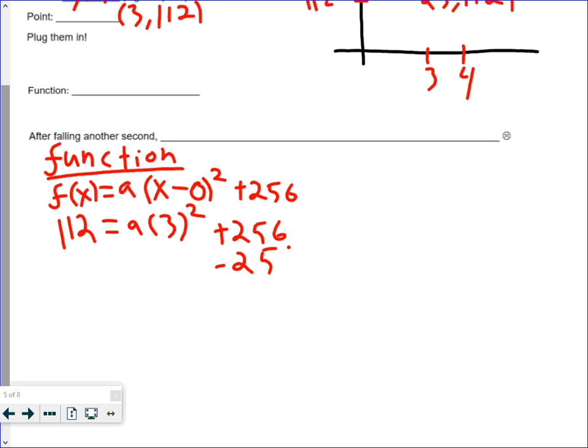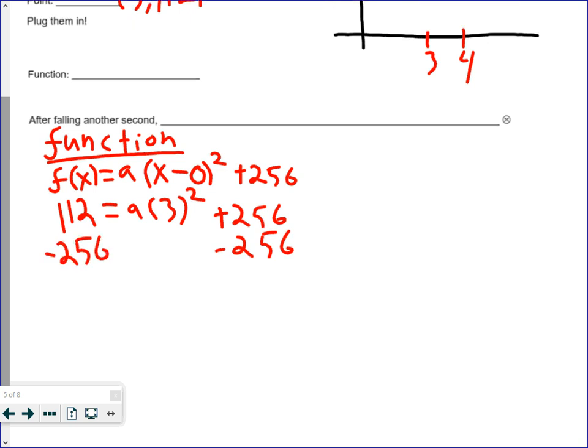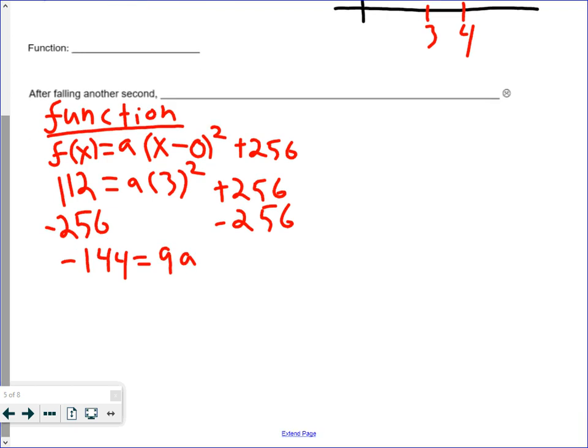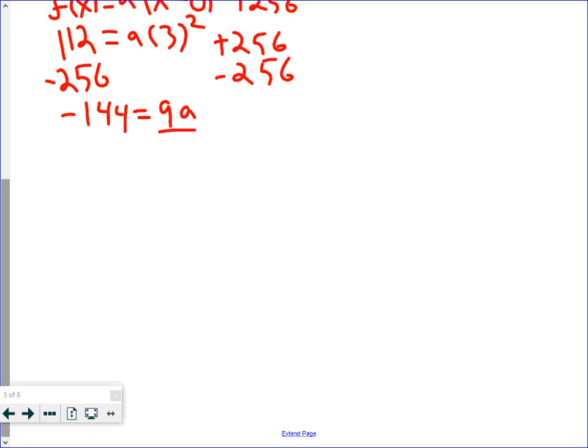Let's go ahead and subtract 256 from each side of the equation. And we end up getting 112 minus 256, which gives us negative 144. That equals 3 squared, which is 9, so it equals 9a. Just go ahead and divide by 9 on both sides. Negative 144 divided by 9 is negative 16, and 9 divided by 9 is 1, so we're left with a on the right side of the equation. So we get that a equals negative 16.